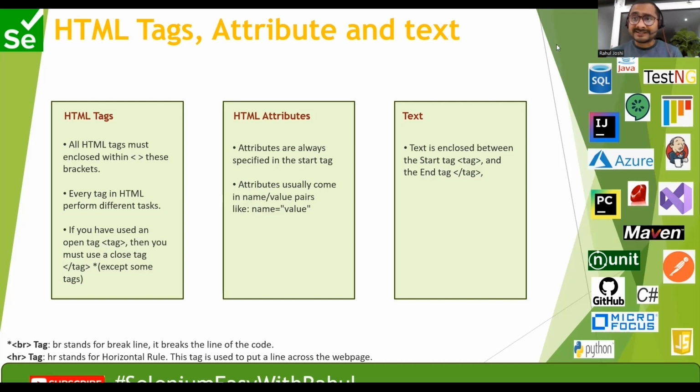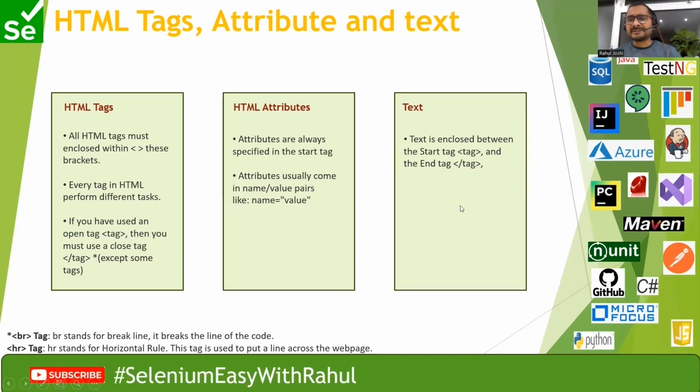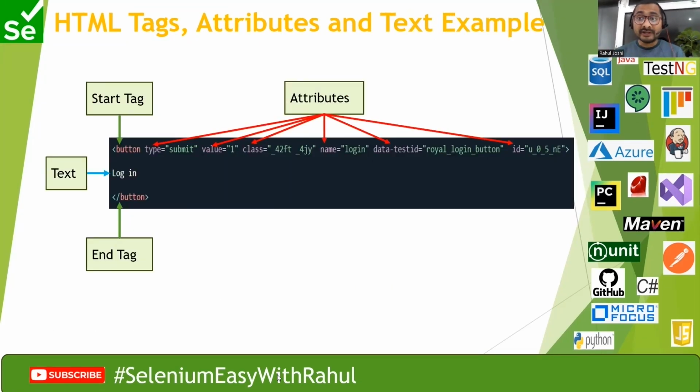Moving to the next part, that is text. Text is basically enclosed between the start tag as well as the end tag. Okay. So moving to the next slide, because that is something very important: how to identify tags, attributes, and text. With the help of this example, I will try to explain.